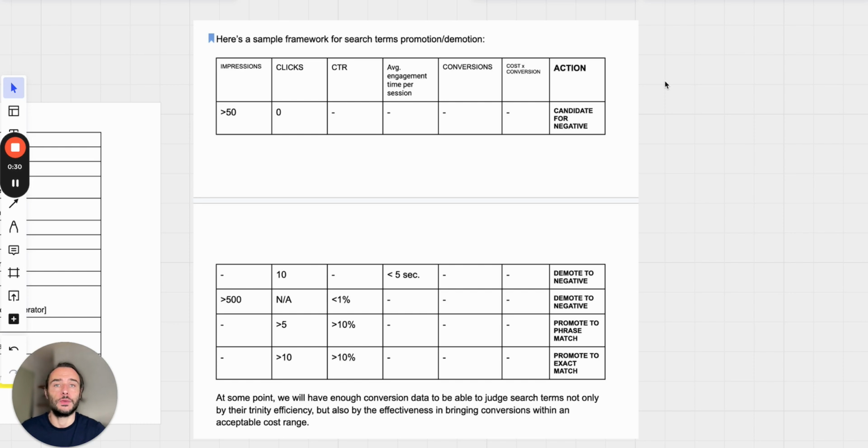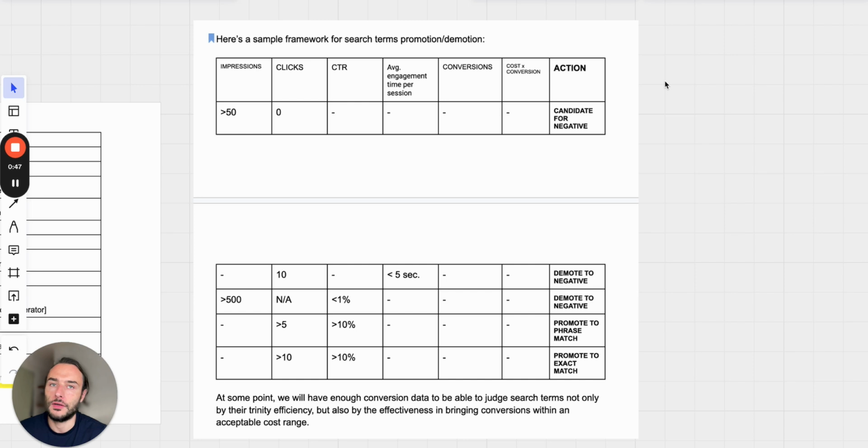So if it's not just broad keywords, but we have an exact match, and this exact match is in the ad and in the landing page, again, the Trinity, this will actually help us a lot containing the cost and winning more auctions.